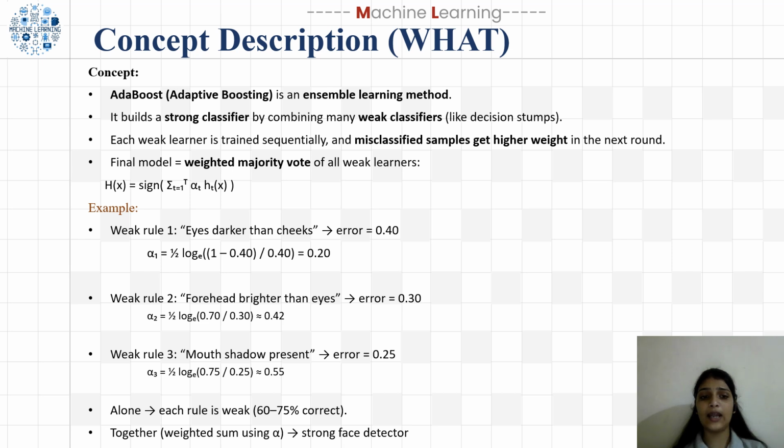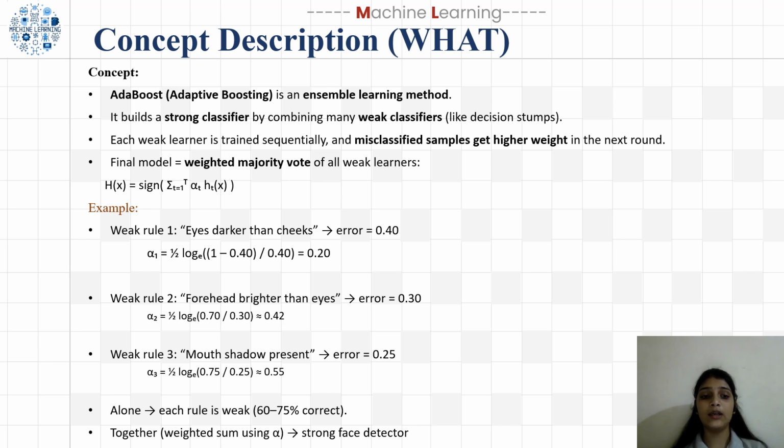It is calculated as H of x is equal to sign of summation of alpha t into h t of x, where alpha t is the weight of the weak learner and h t of x is the weak learner.